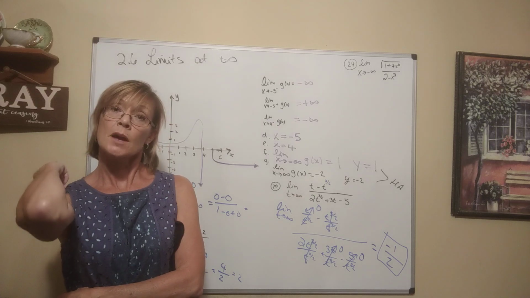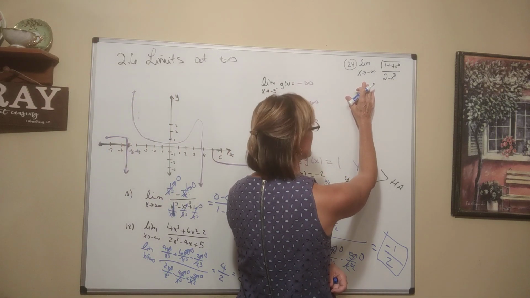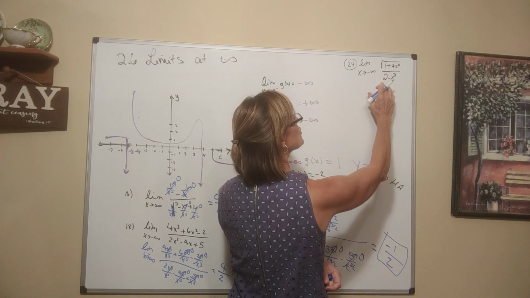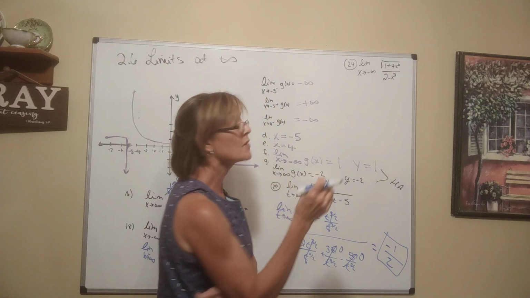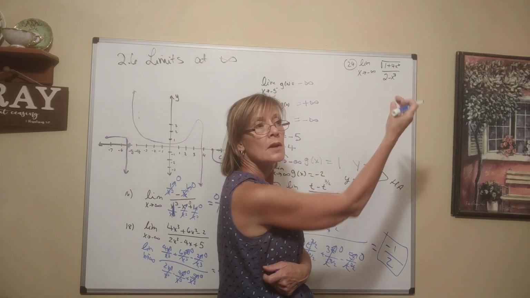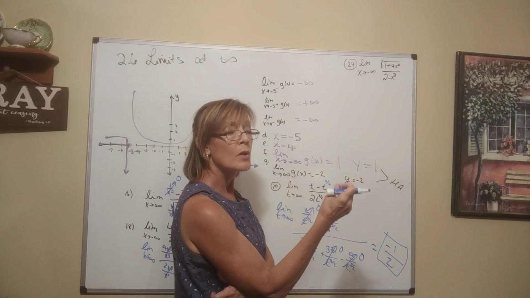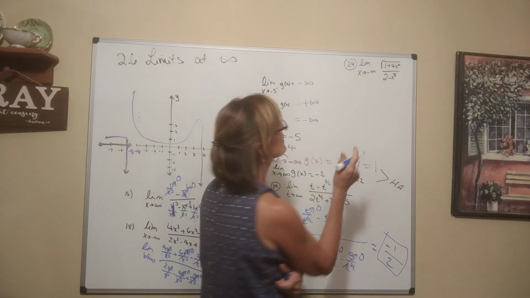Here's the last one. Let's look up here. The limit as x goes to negative infinity of the square root of 1 plus 4x to the 6 over 2x cubed. The highest power of x that I see is x cubed. If I think of it under a square root, the square root of x squared is x, so the square root of x to the 6th is x cubed. So x cubed is the highest power that I see.